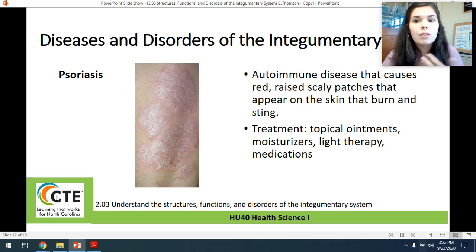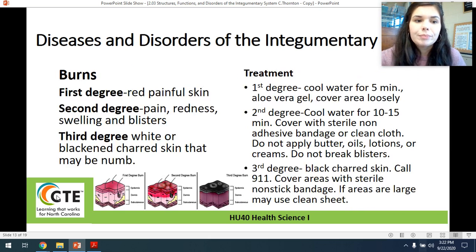And they appear on the skin and they burn and they sting. Psoriasis is more severe than eczema, and the treatment is really just topical ointments. So again, things you put on the skin, moisturizers, and then sometimes there's therapy or medications that might be involved.